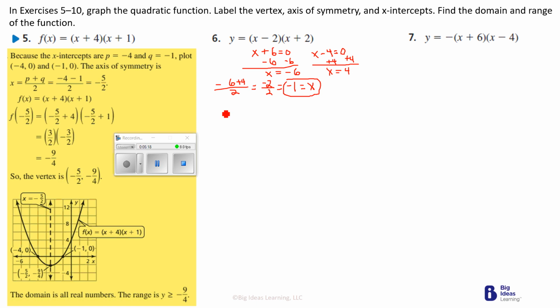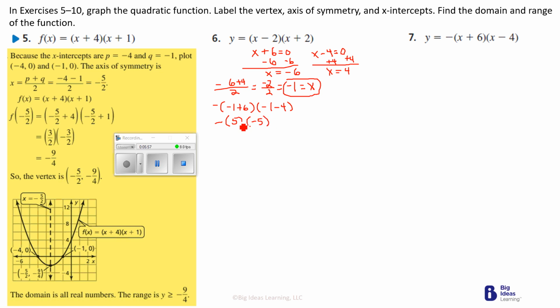So now we're going to have, let's see, we're going to have negative, and then we're going to have negative 1 replaced for x, plus 6. And we're going to have negative 1 minus 4. As you can see, negative 1 plus 6 is 5, because 6 minus 1 is 5. And then negative 4 times negative, or plus a negative 1 is negative 5.